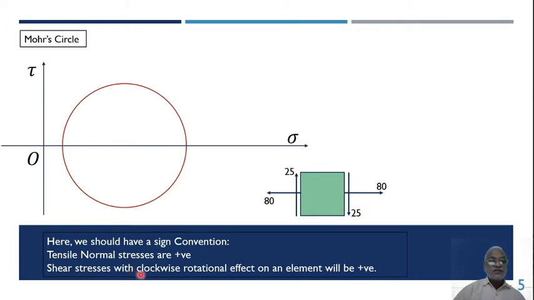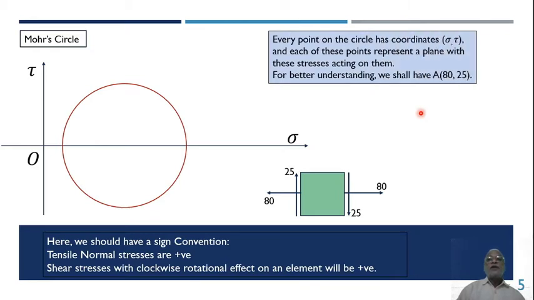Now shear stresses with a clockwise rotational effect on an element will be positive. Here I have shown shear stresses. When you have shear stresses and you make a couple out of them, and the moment of the couple is clockwise, then we'll take those shear stresses as positive. If the arrows or the shear stresses try to rotate it in an anti-clockwise manner, it would be negative.